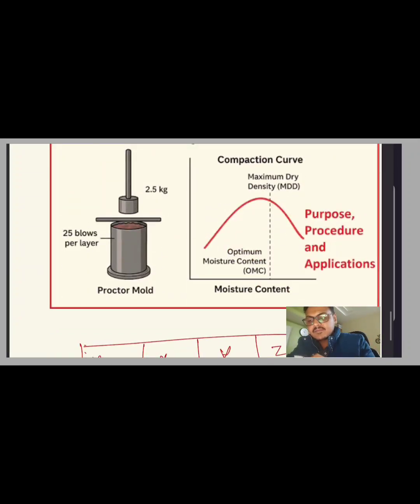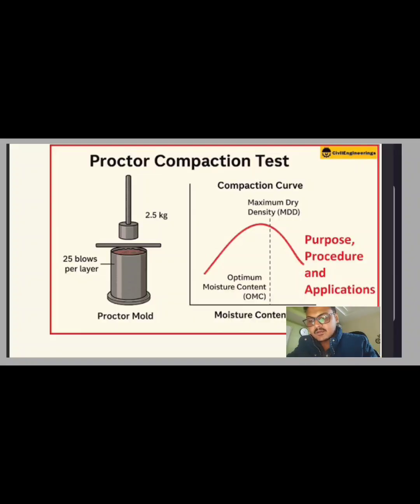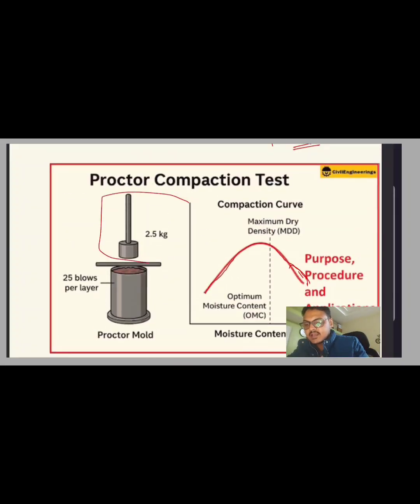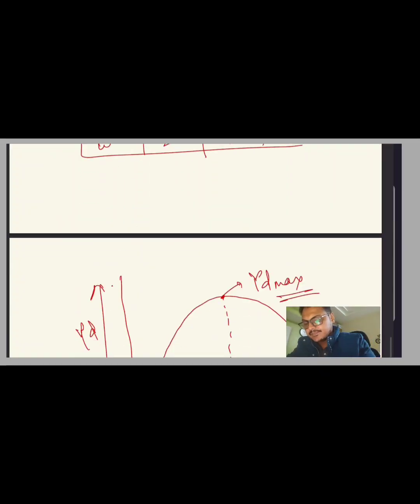The same graph is given over here, and this graph is in the shape of a parabola, as I told you. As you can see, the weight of the hammer is 2.5 kg, the value of the mold is also given, and 25 blows per layer. All the details which I have already told you are given over here.